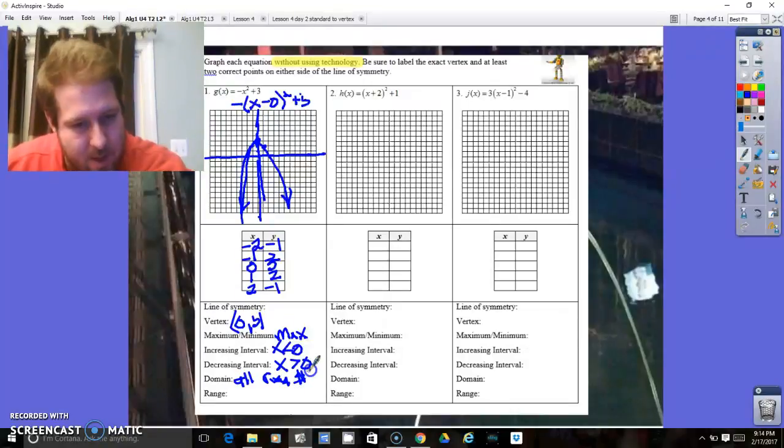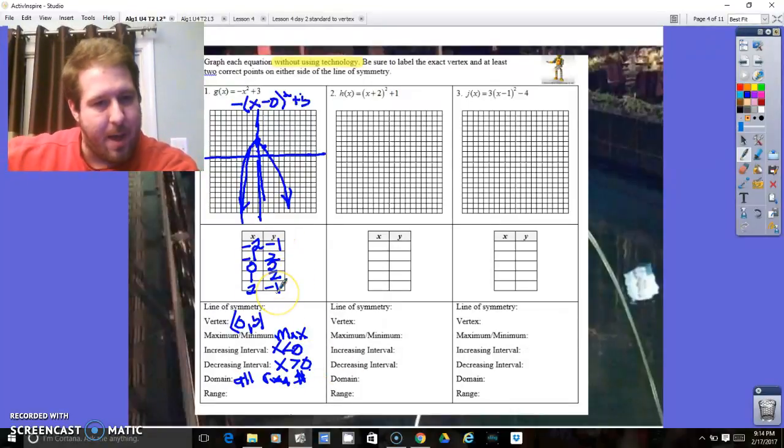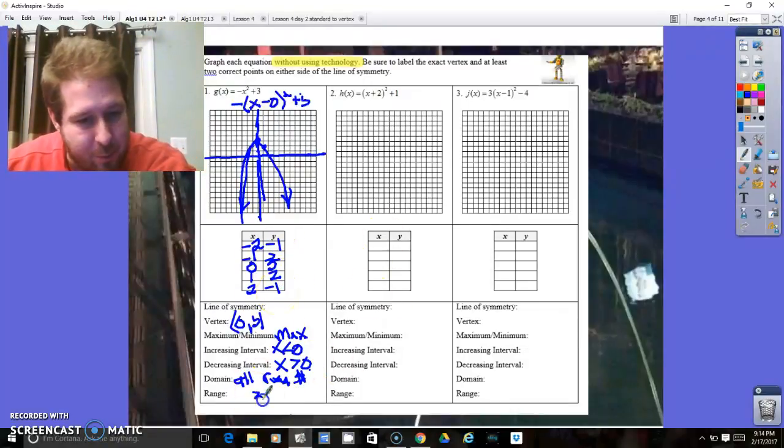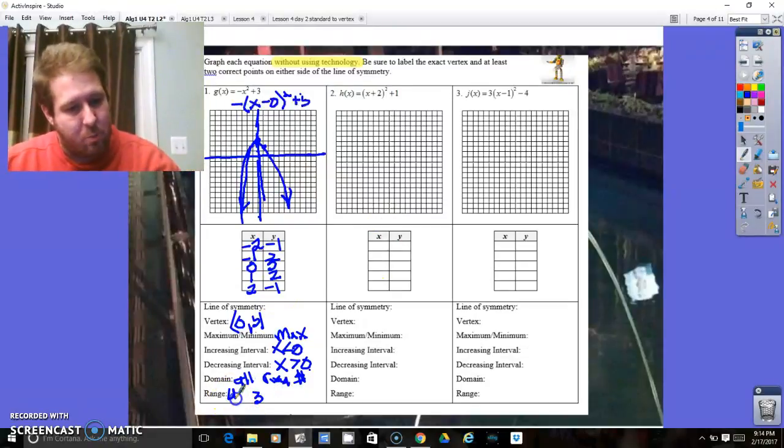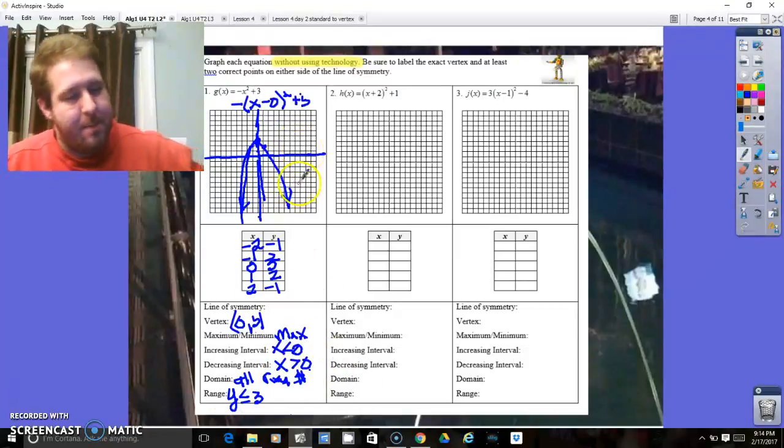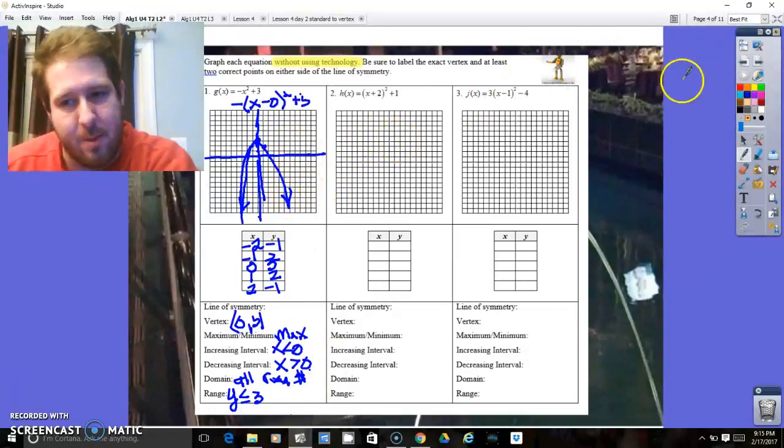And the range means up or down. The highest point the function goes is 3. The entire function, which is y, which is the range, has to be below 3 or equal to 3, because the function never has a height greater than that.